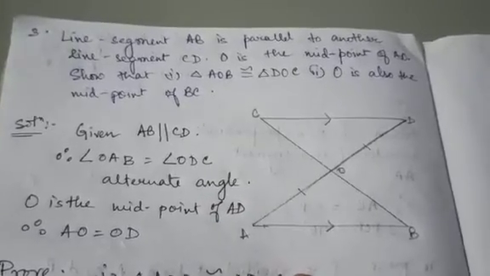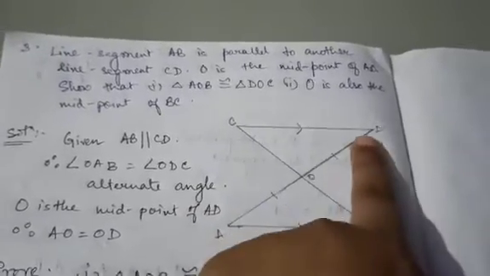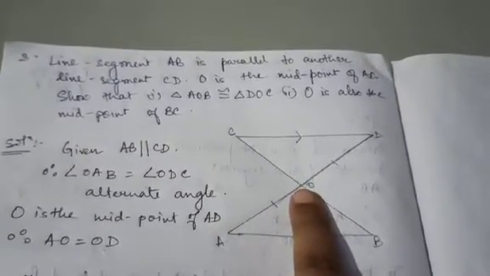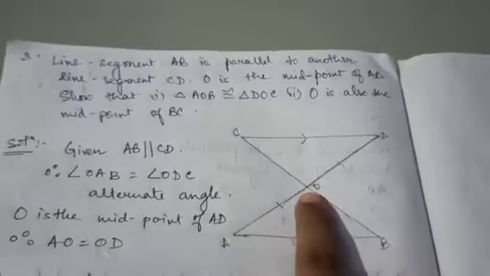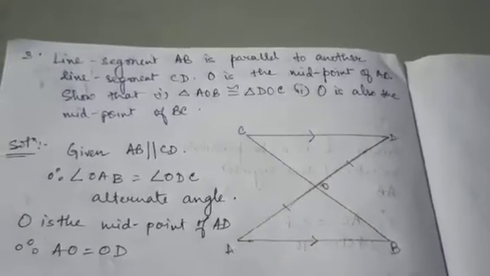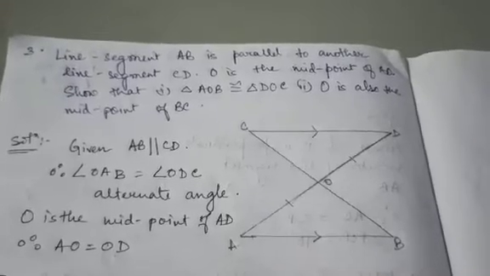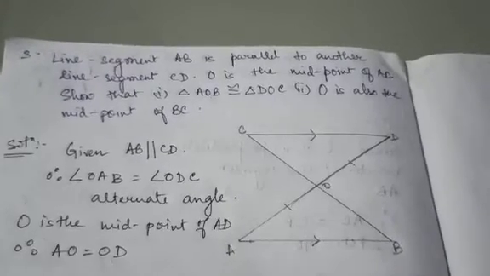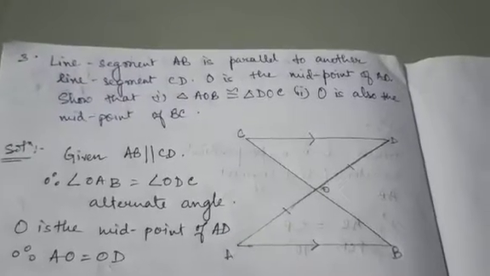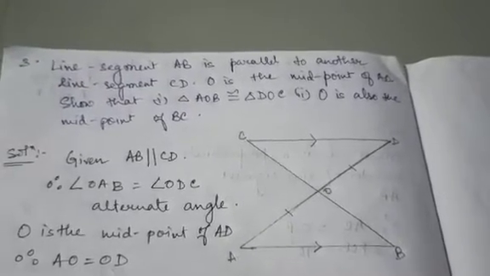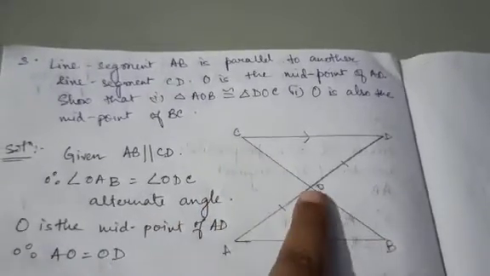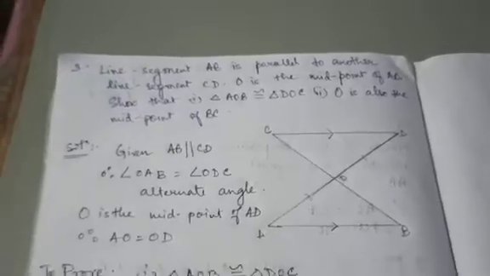O is the midpoint of AD. So we need to join AD and make O the midpoint. Since O is the midpoint, we can say OA is equal to OD. What we have to show? We have to show triangle AOB, that is the bottom triangle, is congruent to triangle DOC, that is the top triangle. And also we have to show that O is the midpoint of BC. So on this straight line BC, O is also the midpoint.